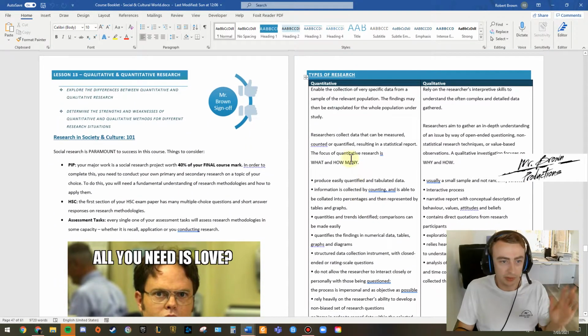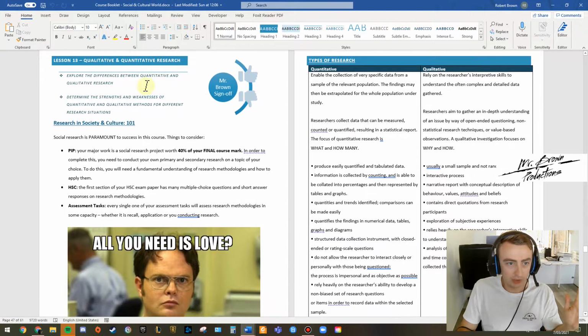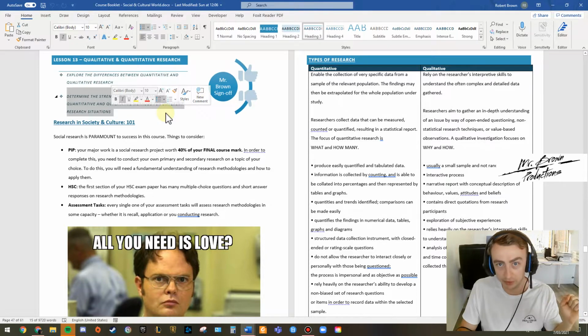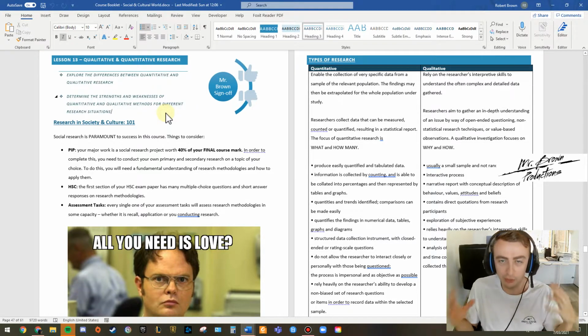Alrighty, so what we've got here is two syllabus stop points. First one is explore the differences between quantitative and qualitative research, and our second one is to determine the strengths and weaknesses of quantitative and qualitative methods for different research situations. So you can do both of those things today and more.